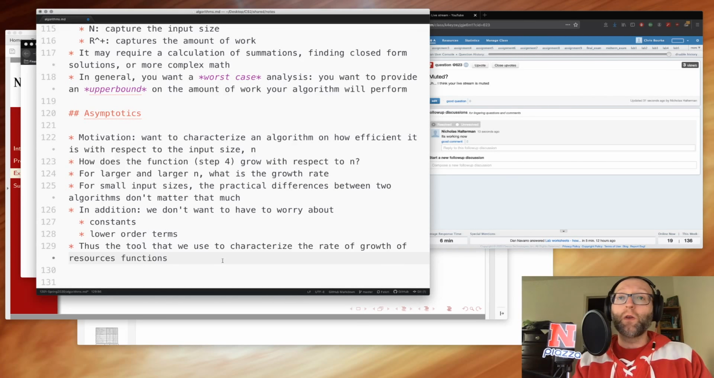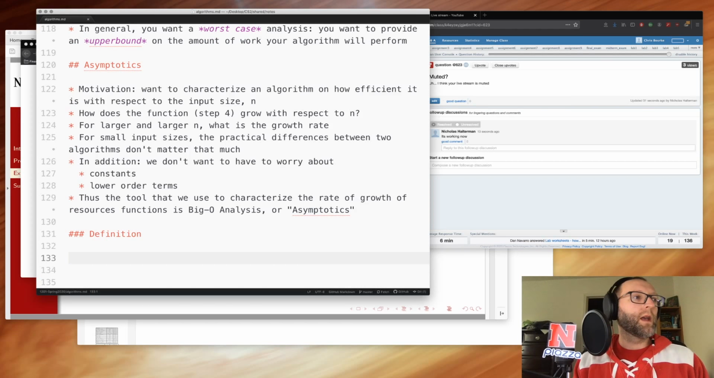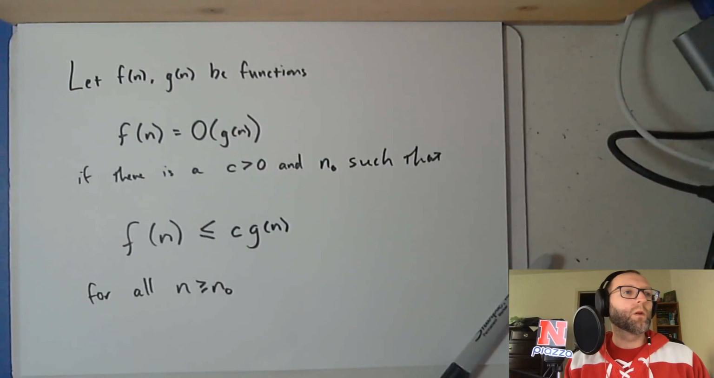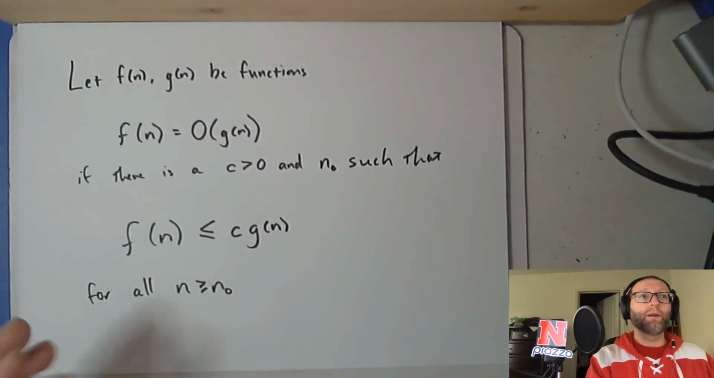So the tool that we use for this is big O analysis. Some people call it big O analysis or asymptotics. All right, so I'm just going to jump into it with a definition. And to do that, I'm going to go ahead and move over to my overhead here and double check that my mic is still working. Yep, it's still working. All right, so here's the actual full mathematical definition.